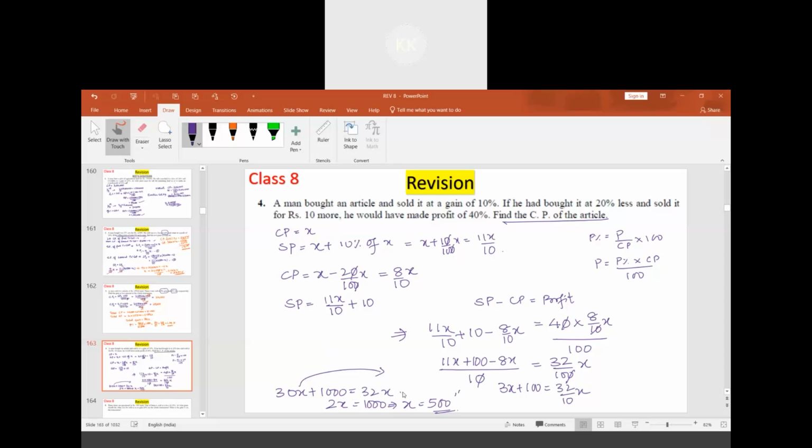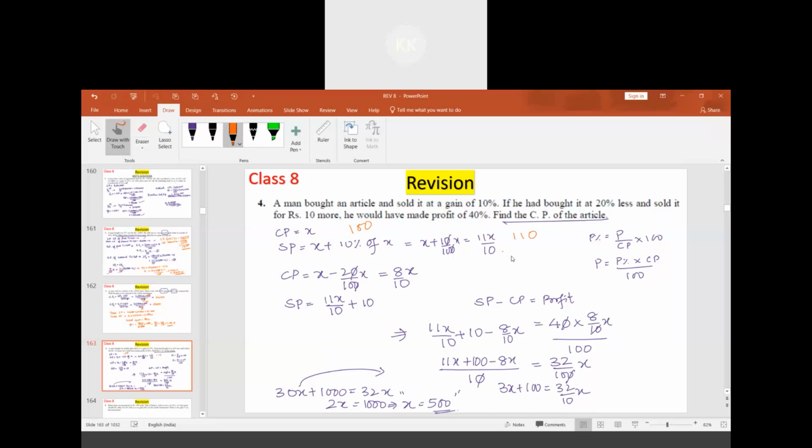Abhinav was suggesting that we take 100 instead of that. Will things become easy if I take 100? I think it will be easy. If it is 100, it is 100 plus 10%, so 110.